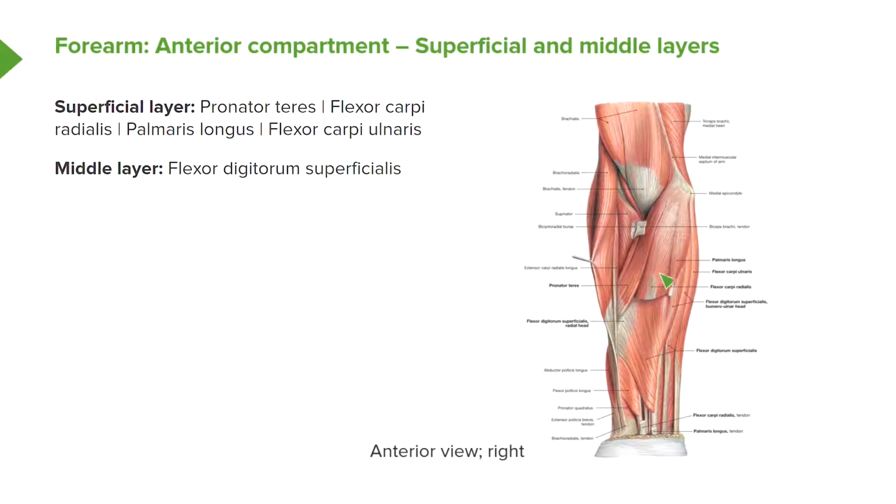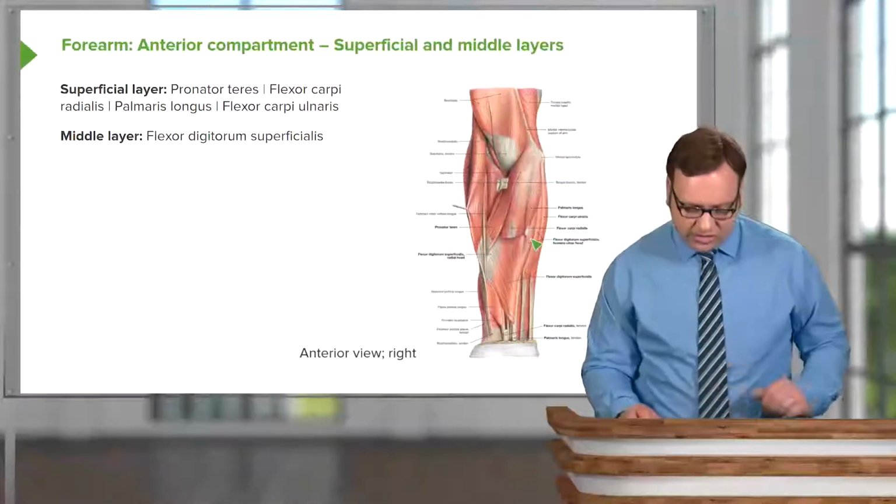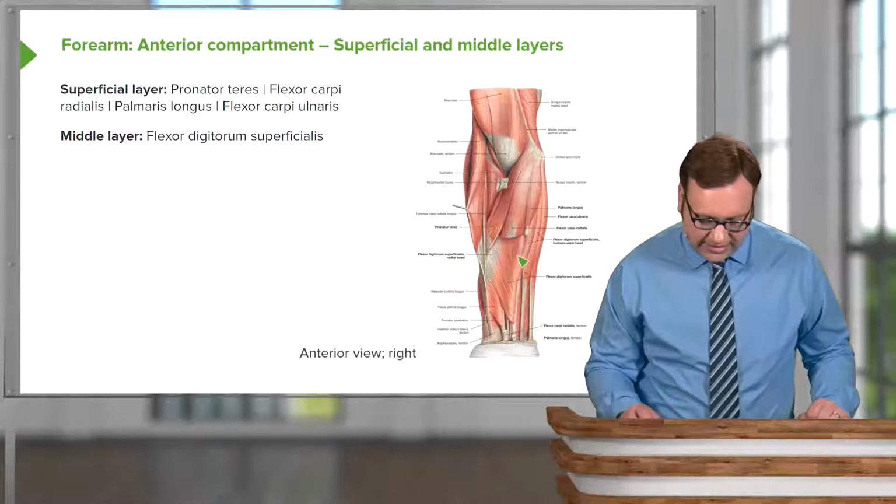So we've cut through flexor carpi radialis, we've cut through palmaris longus. And underneath, we can see this large muscle belly, which is flexor digitorum superficialis. We can see here we've got its radial head, and here we've got its humero-ulnar head. Remember, flexor digitorum superficialis originated from the radius, the ulna, and the humerus. And we can see all of those heads.